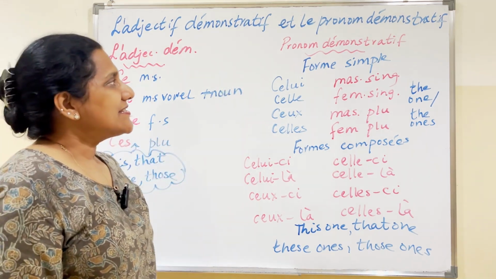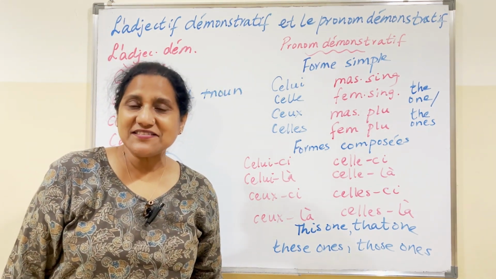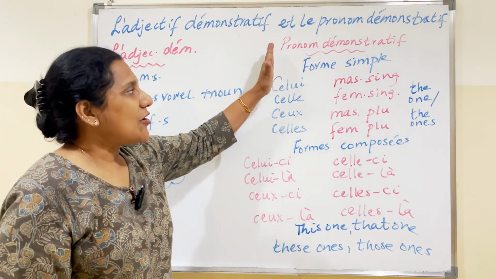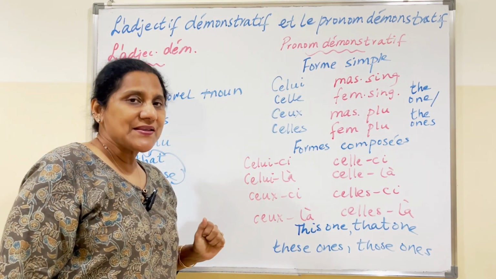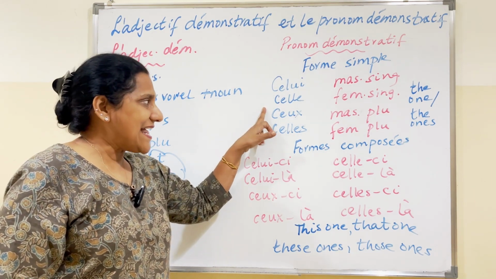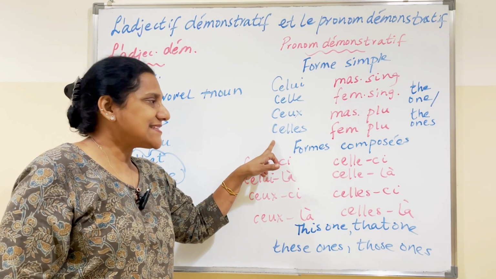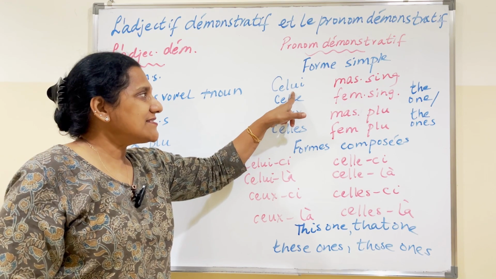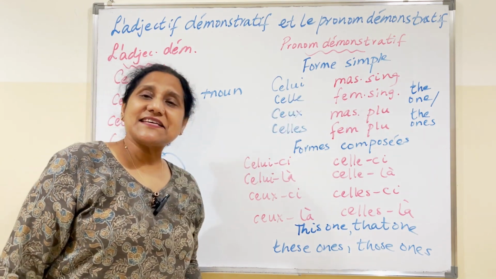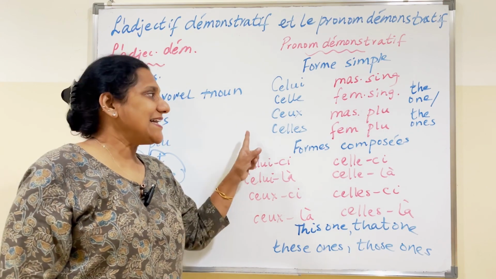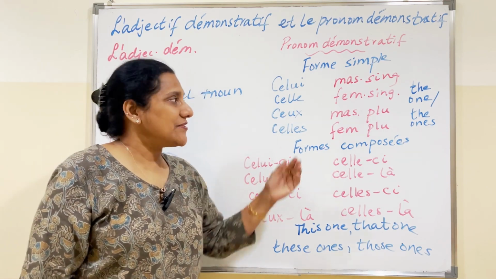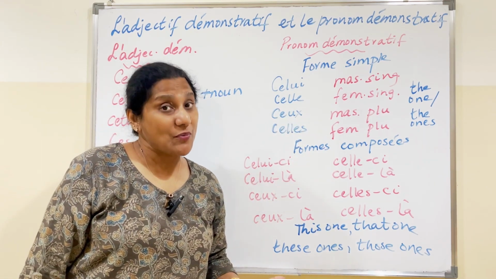Now let's look at demonstrative pronouns. There can be two types, form simple and form composé. What are my form simple? Celui, celle, ceux, celles. So this is for masculine singular, celui; feminine singular is celle; ceux is masculine plural and celles is feminine plural, and it means the one or the ones.